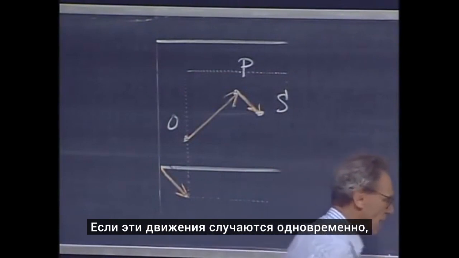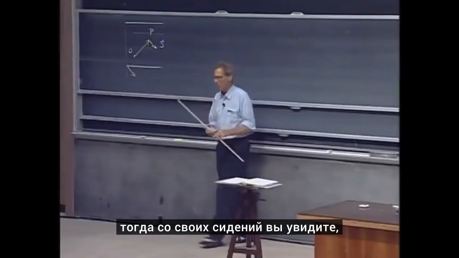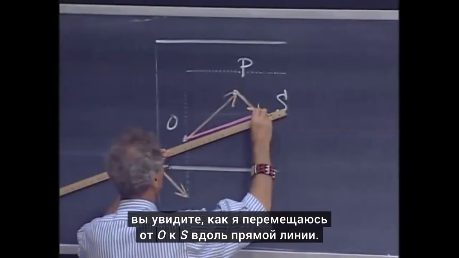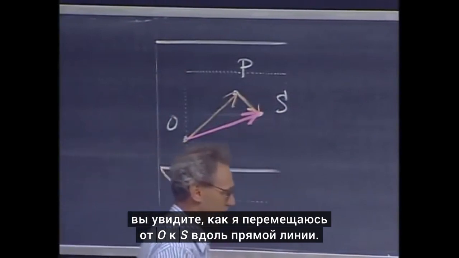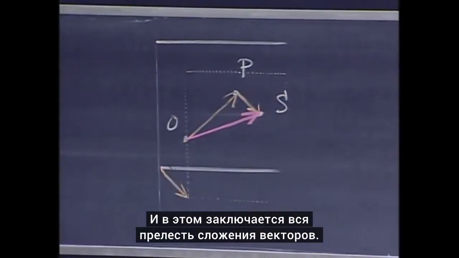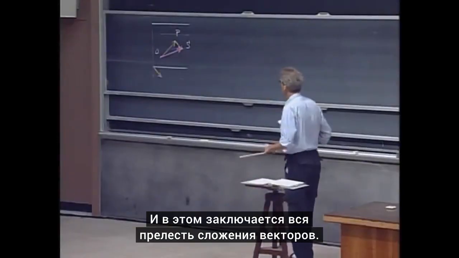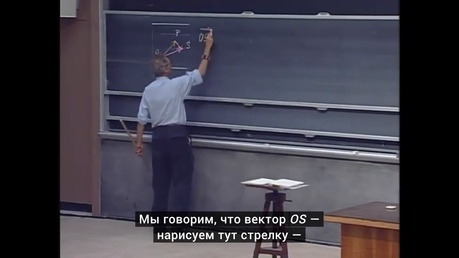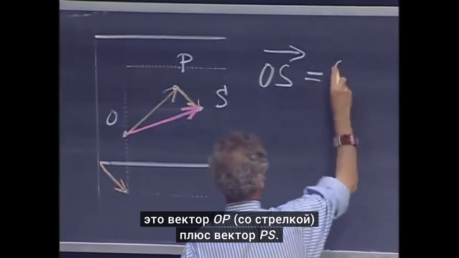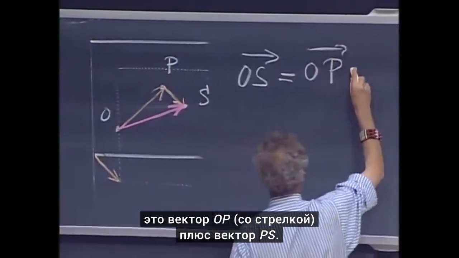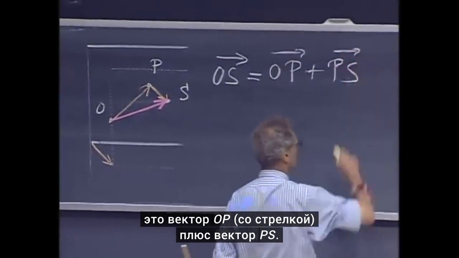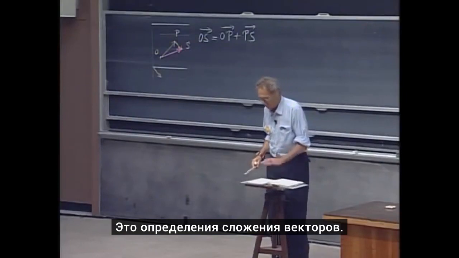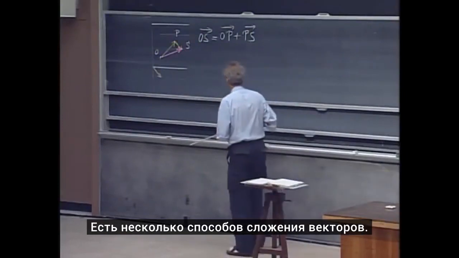Now, if these two motions take place simultaneously, then what you will see from where you're sitting, you will see me move in 26.100 from O in a straight line to S. And this holds the secret behind the adding of vectors. We say here that the vector OS is the vector OP plus PS. This defines how we add vectors.